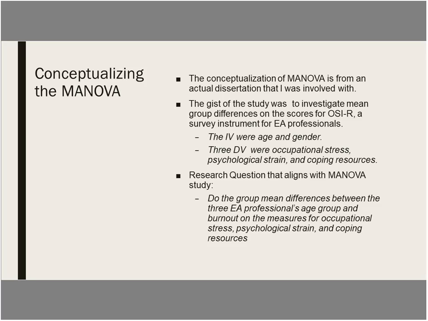So what was the research question that aligns with the MANOVA study? Well, do the group mean differences between the three professional age groups differ on the measures of occupational stress, psychological strain, and coping resources? So that's what she had to do in her study. Originally she did it as regular ANOVAs and just ran all these different ANOVAs, but then we were like, why are you doing this? And then we told her it's probably best to do a MANOVA.